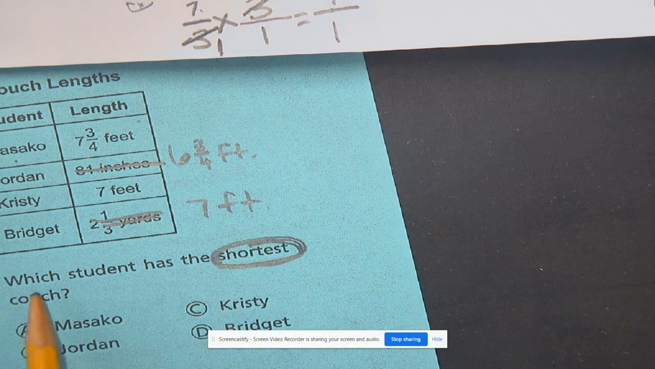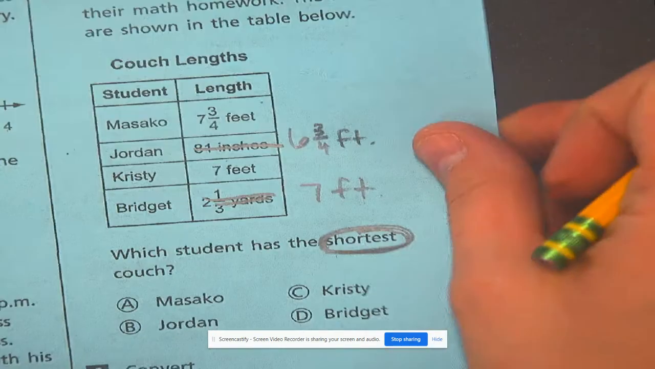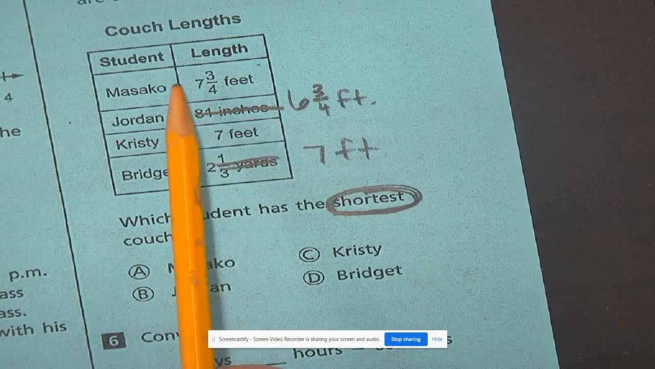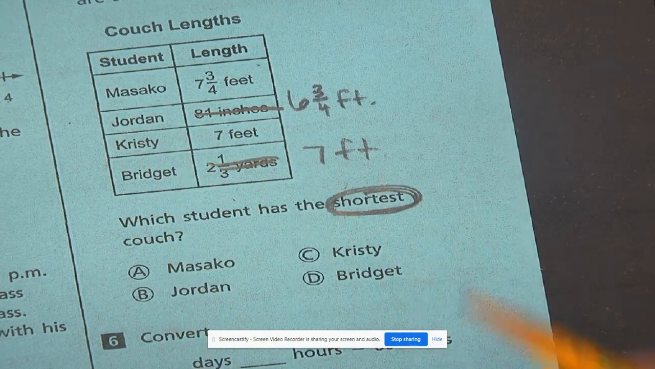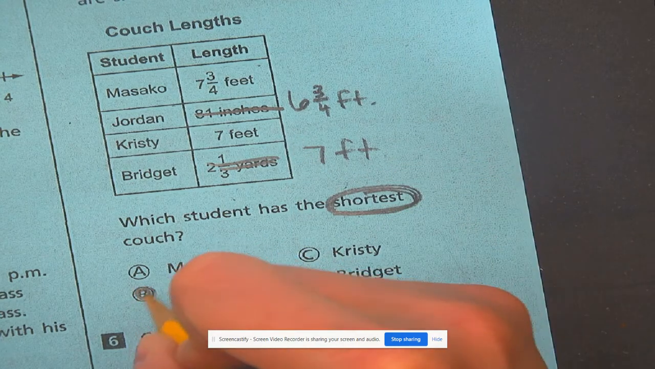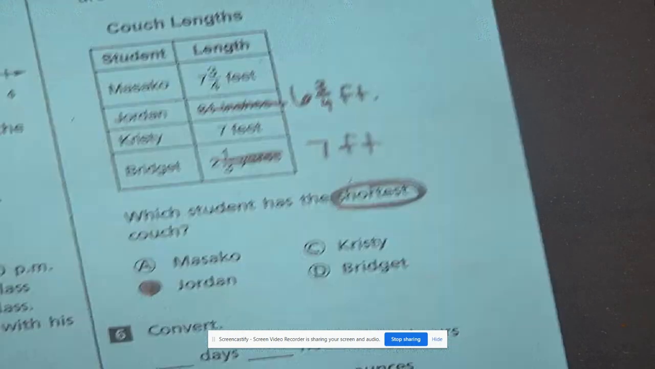Okay, let's go back to our question. Which student has the shortest couch? Jordan, because these are all at least 7 or above, and 6 is the smallest. Good. So Jordan has the smallest, shortest couch. Okay, convert. That's all we're going to be doing on number 6.